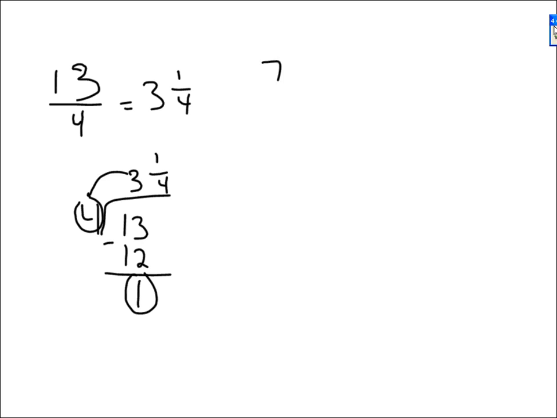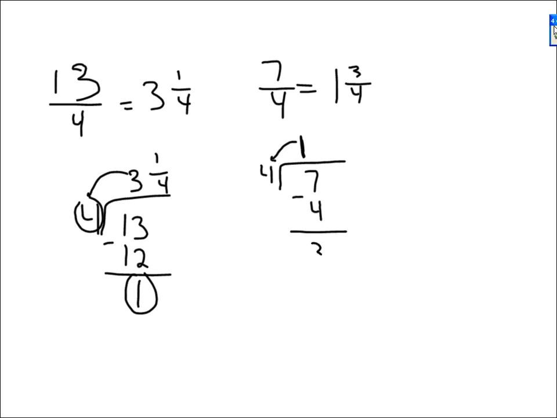If you have 7 over 4, well, 4 goes into 7 one time. There's 3 left over. The 3 gets divided by the 4. If you can do that in your head, wonderful. If you can't, do the long division. 4 into 7 is 1. 4 times 2, 8, is more than 7. That's why I stopped at 1. 1 times 4 is 4. Subtract, you get 3. 3 is the remainder. 3 over 4.